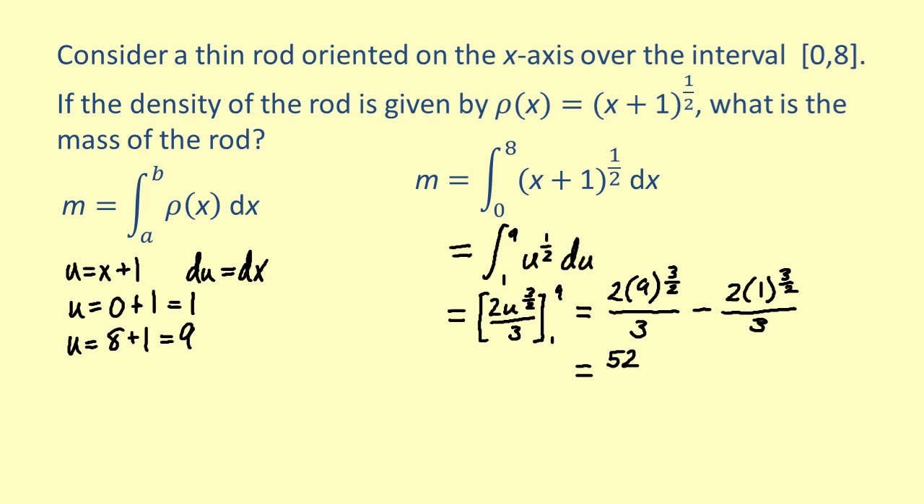Simplifying, we get 52 over 3. Therefore, the mass of the object is equal to 52 over 3.